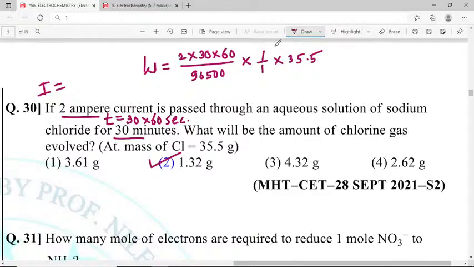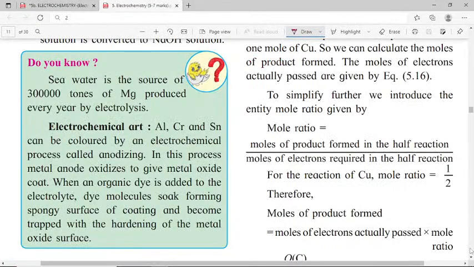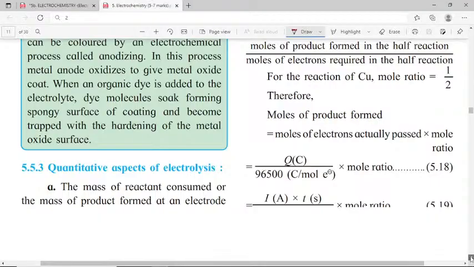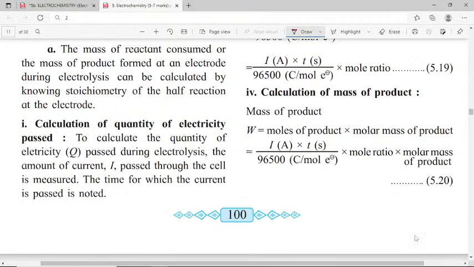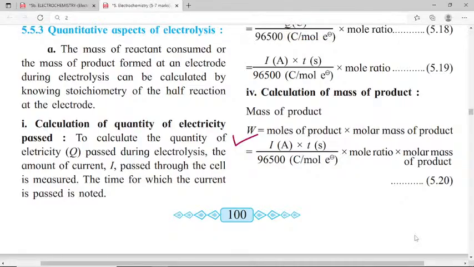So what is the formula? The formula is that, I am showing here. Current in ampere, time in second, divided by 96500, multiplied by mole ratio, multiplied by molar mass of product. Get it? This is the formula actually. Mass of product formed equals current in ampere, time in second, divided by 96500, multiplied by mole ratio, multiplied by molar mass of product.